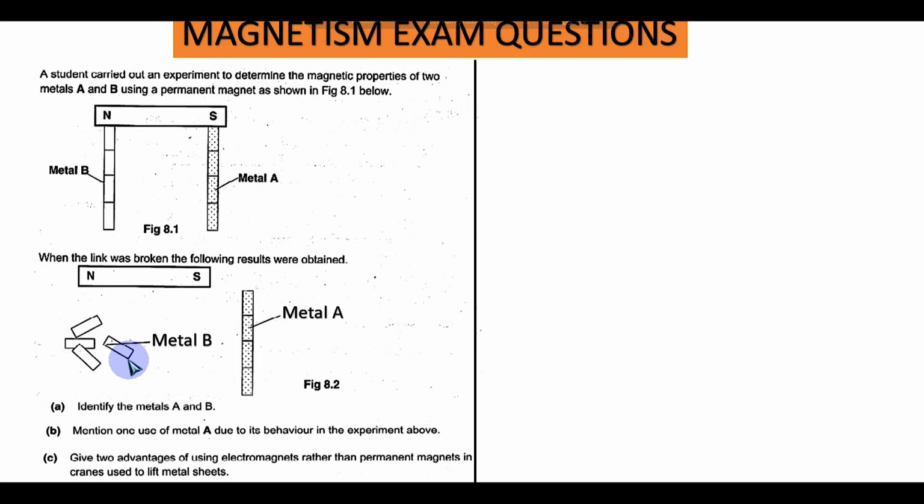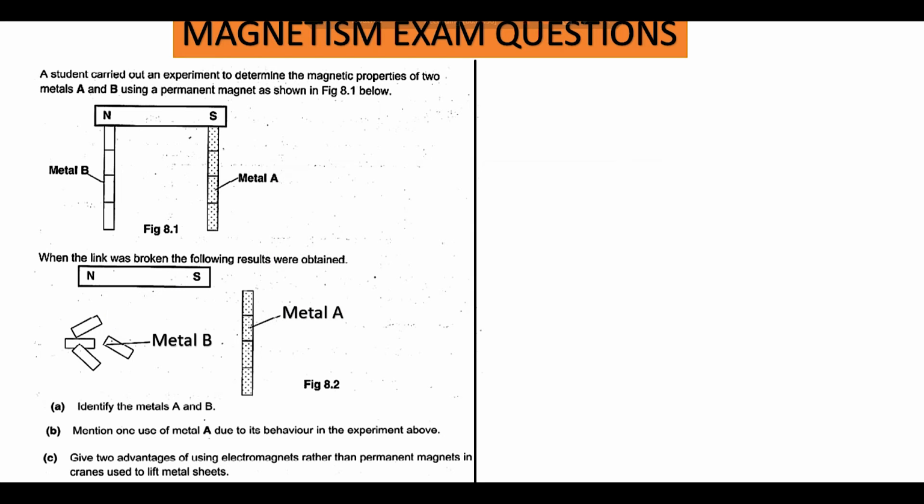Question A says identify the metals A and B. So according to their behavior, after removing them from a magnet, we should be able to identify the materials. If you remember in part 1, we looked at the properties of two materials, that is iron and steel. We said these have got a larger scale of applications.